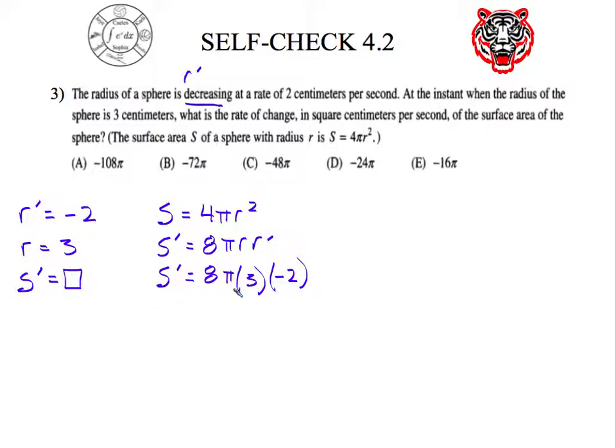Therefore, it's going to be -6. 6 times 8 is 48. S prime is equal to -48 pi. And there it is, C.